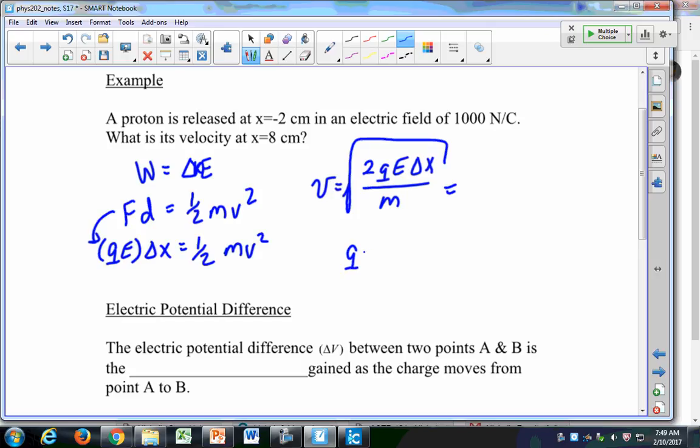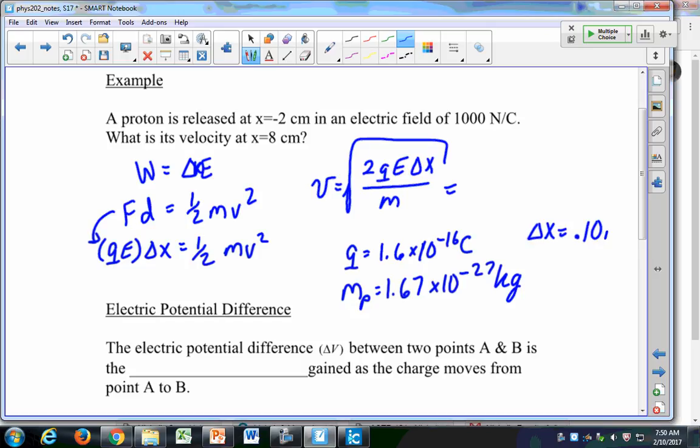Taking Q for a proton is 1.6 times 10 to the -19 coulombs, and the mass of a proton is what, 1.67 times 10 to the -27 kilograms. If you don't know these values, I expect many of you know them by now, but if you don't, they're on the equation sheet up in the upper left-hand corner. And our electric field is given. Our delta x is 10 centimeters, or 0.10 meters. And then that'll give us our speed, 1.4 times 10 to the 5th meters per second.